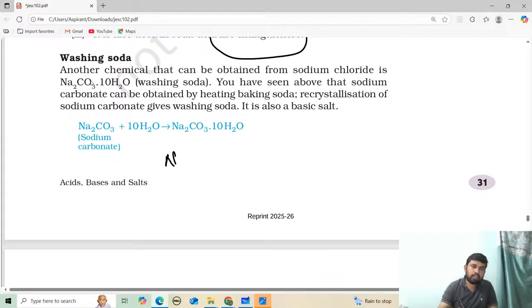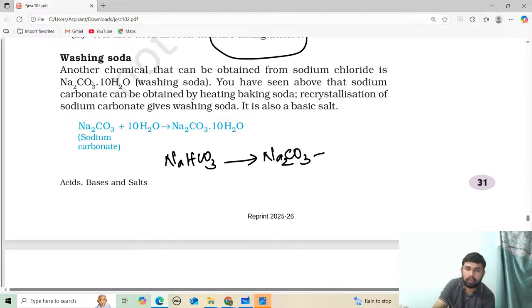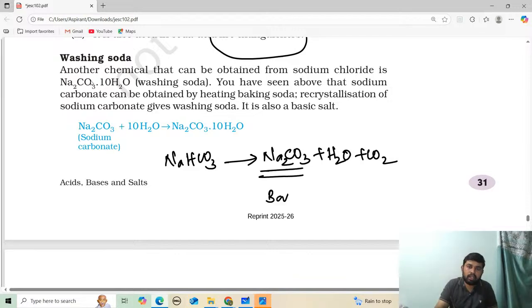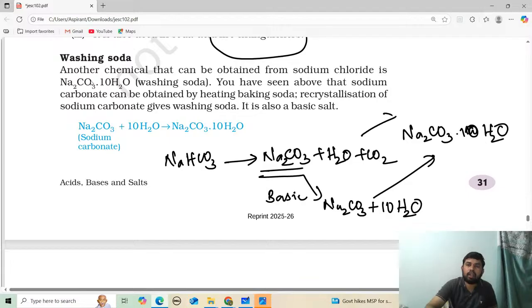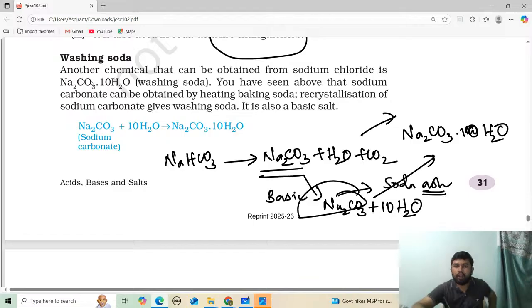So the simple thing they are saying is that after heating, NaHCO3 gives rise to Na2CO3 plus H2O plus CO2 gas. Now this is a basic salt, a basic substance. They take Na2CO3, sodium carbonate, and add 10 molecules of H2O. This gives rise to Na2CO3·10H2O. This Na2CO3 is also called soda ash.